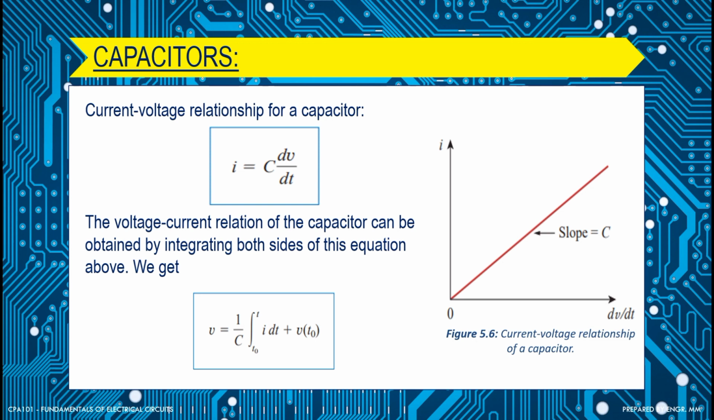Now this is the graphical representation of the current-voltage relationship of a capacitor, where the y-axis is the current, our x-axis is the dV/dt, or the change in voltage with respect to time t, and our slope is the capacitance.